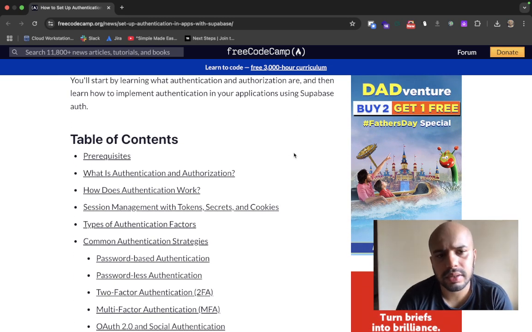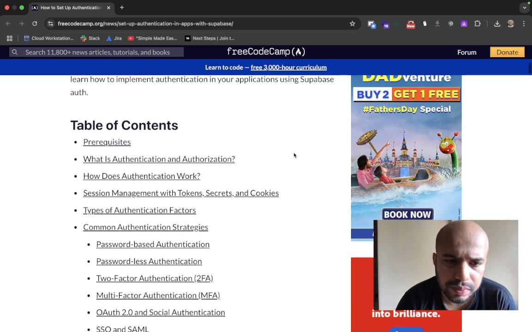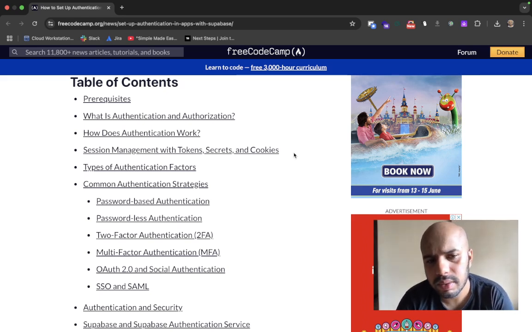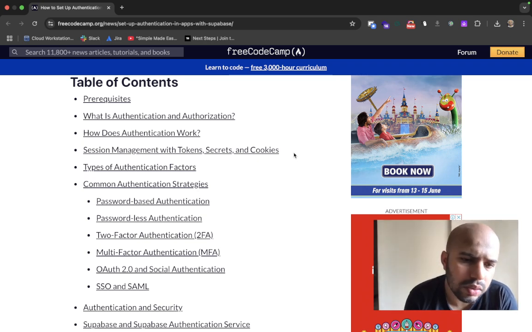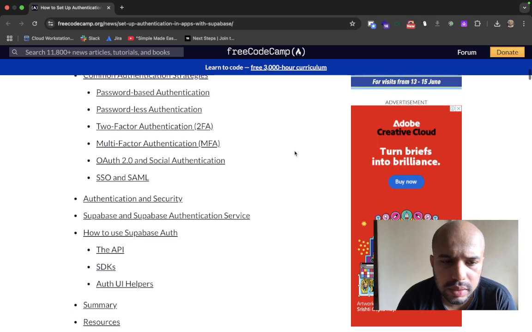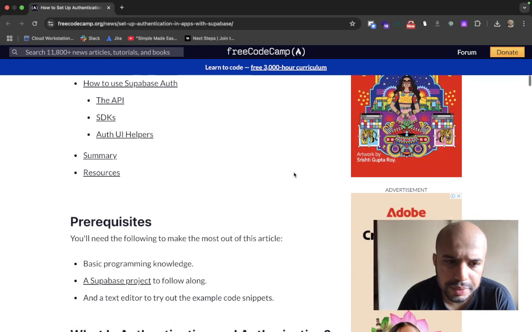The table of contents: prerequisites, what is authentication and authorization, how does authentication work, session management with tokens, secrets and cookies, types of authentication factors, common authentication strategies: password-based, passwordless, two-factor authentication, multi-factor authentication, OAuth 2.0, SSO, SAML, authentication and security, Supabase, how to use Supabase Auth, the APIs, SDKs, etc.